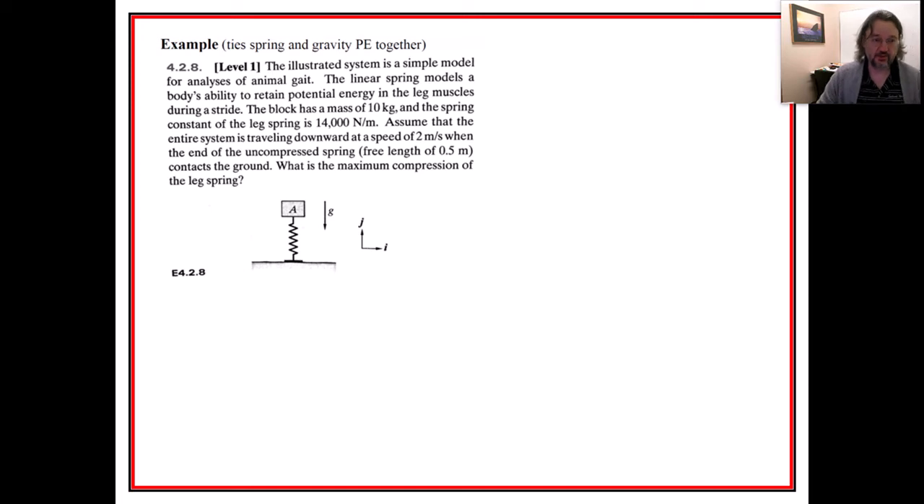Last example in dynamics here for class 9. I picked this one because it ties the spring and the gravity potential energy together. It's sort of like a little weirdo problem here.